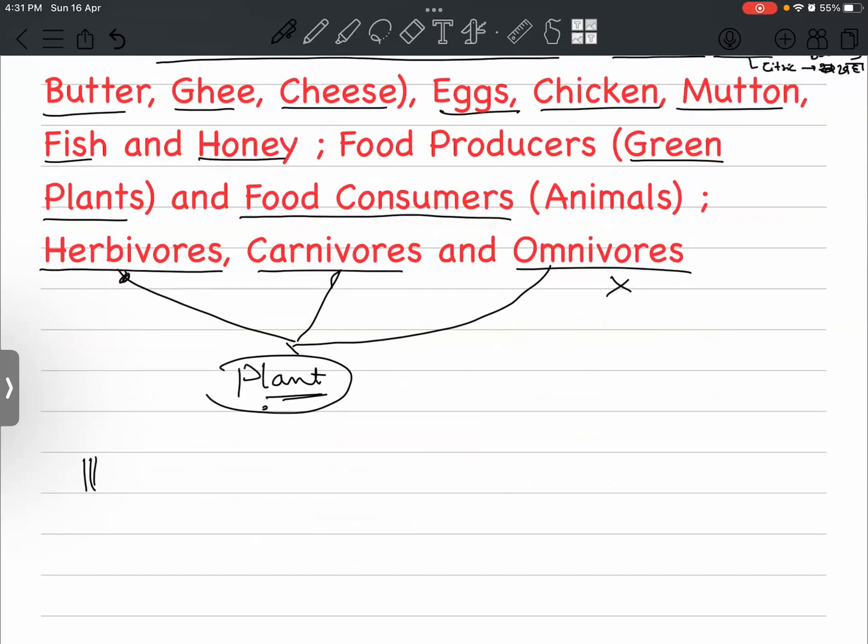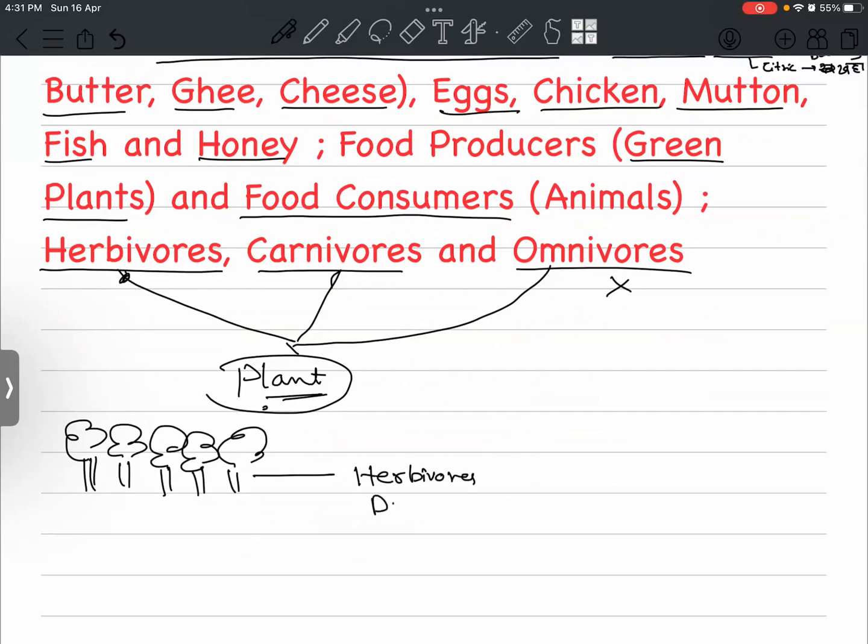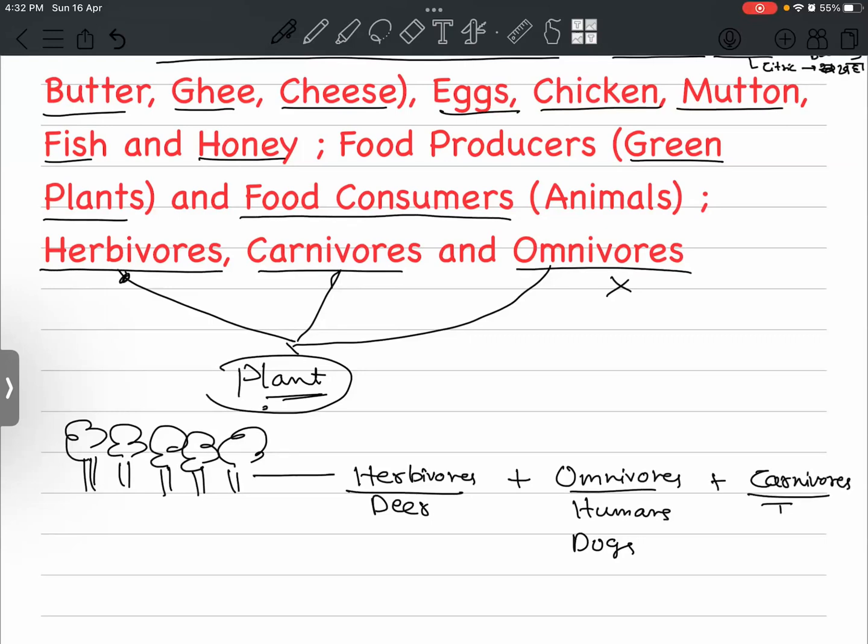Because let's say there was a forest, and in this forest there were herbivores living, let's say deer, and we had omnivores also living here. Humans are omnivorous, even the dogs are omnivorous, and let's say we have a carnivore. Give me an example of carnivore. Tiger, lions. Yeah, very good.